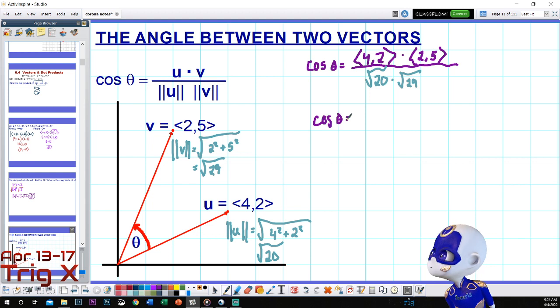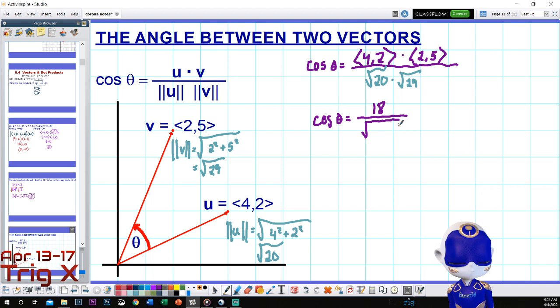On the top, let's take the dot product. 4 times 2 is 8. 2 times 5 is 10, so I've got 8 plus 10. That's going to give me 18. Then on the bottom, I'm going to go ahead and multiply those 2. They are both inside square roots, so I'm allowed to do that. I have 20 times 29. That's going to be 580.